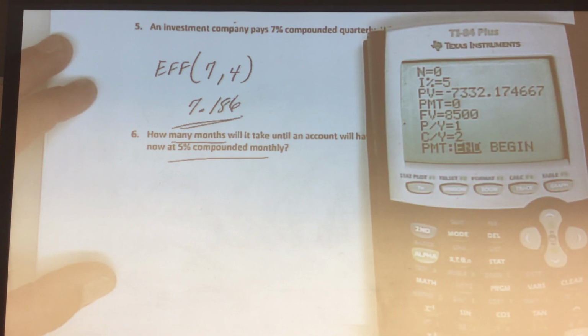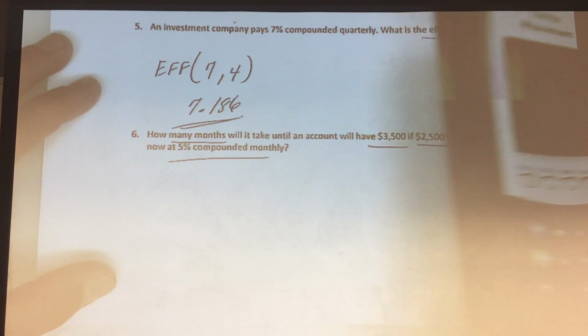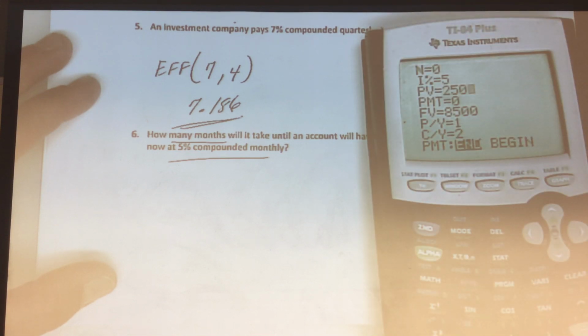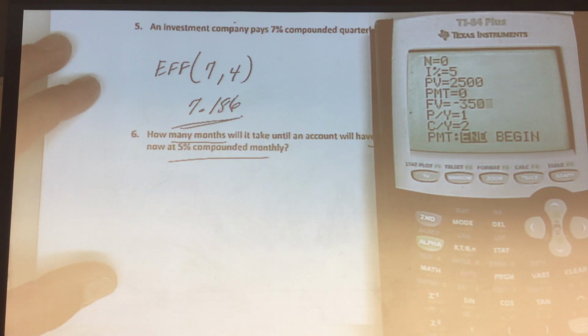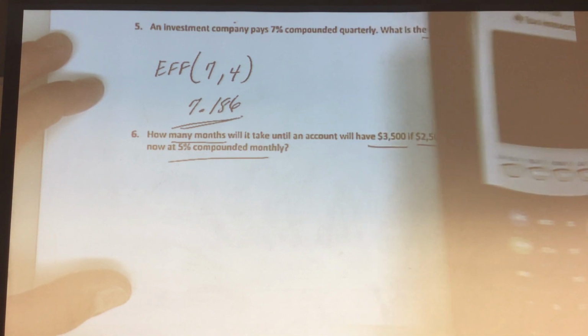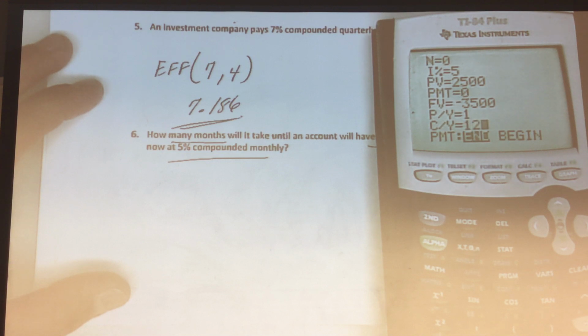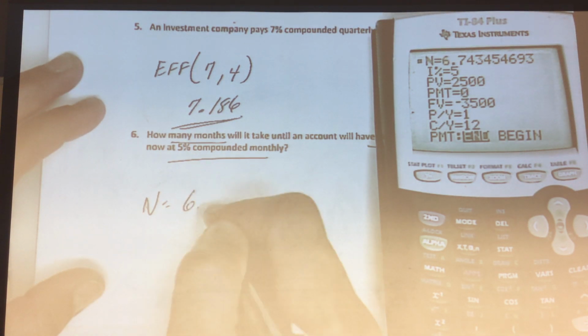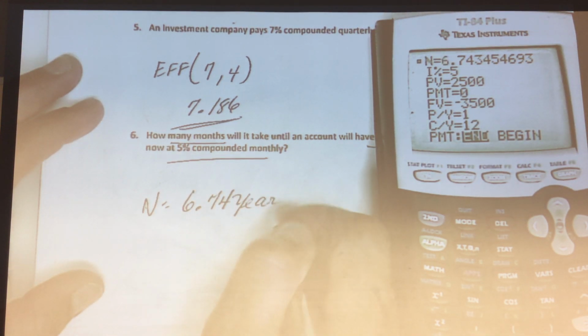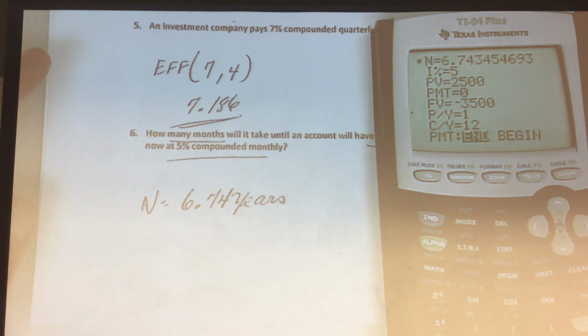I is your rate at 5%. PV is your present value, and that is $2,500. There are no payments. Future value is $3,500. Don't forget to put the negative $3,500. And P/Y is 1, and compounded monthly again is 12. Solving for the time, so N is 6.74 years. So N is 6.74 years for that investment to go from $2,500 to $3,500.